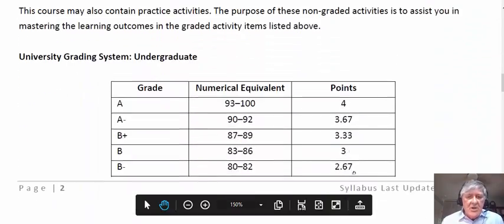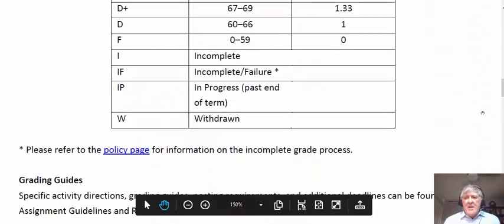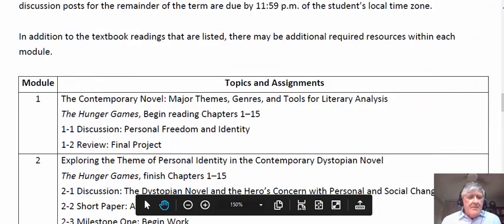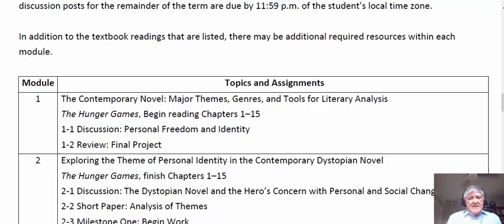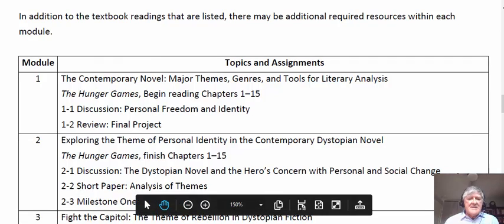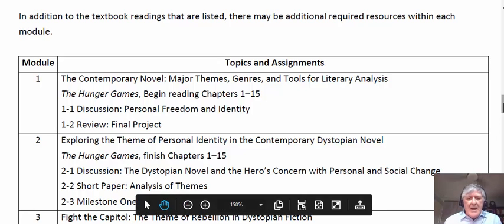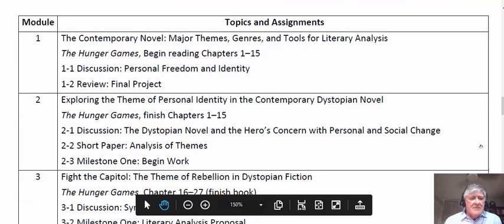Let's take just a little look at each week rather quickly. In week 1, you'll begin to think about that final project. We'll begin discussing the Hunger Games, and we have the discussion on personal freedom and identity. In week 2, there will be a discussion on the novel itself and identity. We will also write a short paper on the analysis of themes.